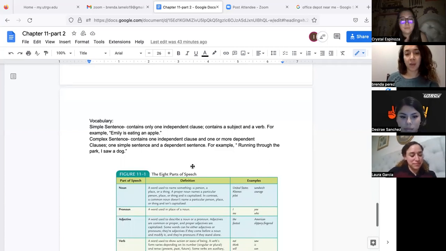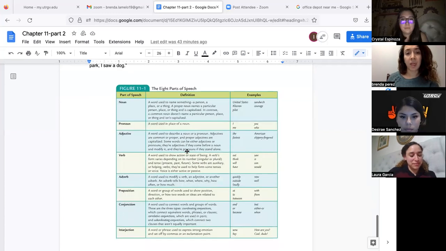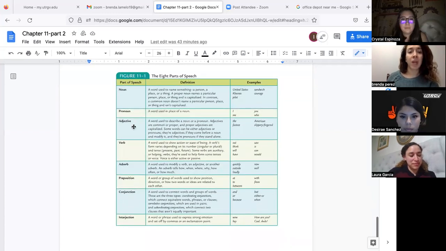And then these are the 8 parts of speech: the noun, pronoun, adjectives, verbs, adverbs, preposition, conjunction, and interjection. Their definitions, and then these are some examples that you can add when creating your sentence.